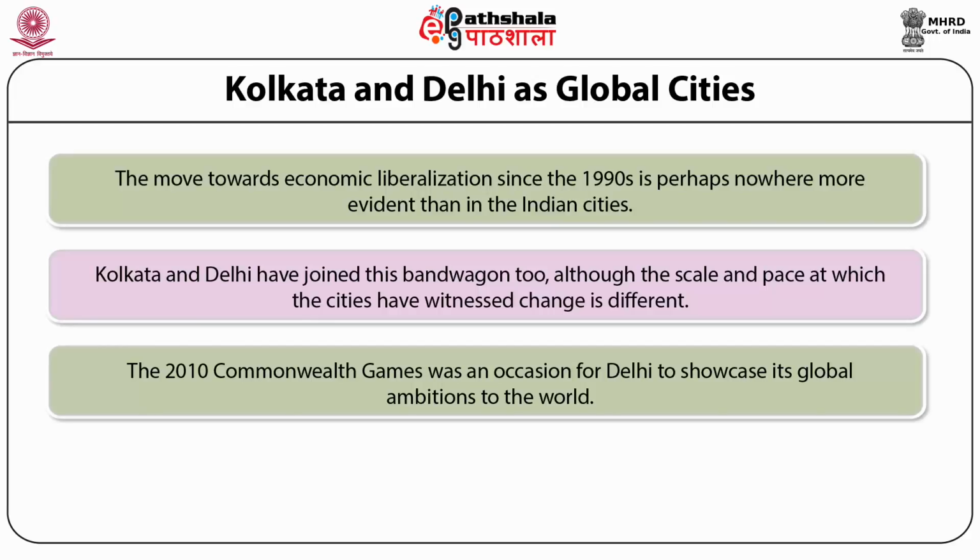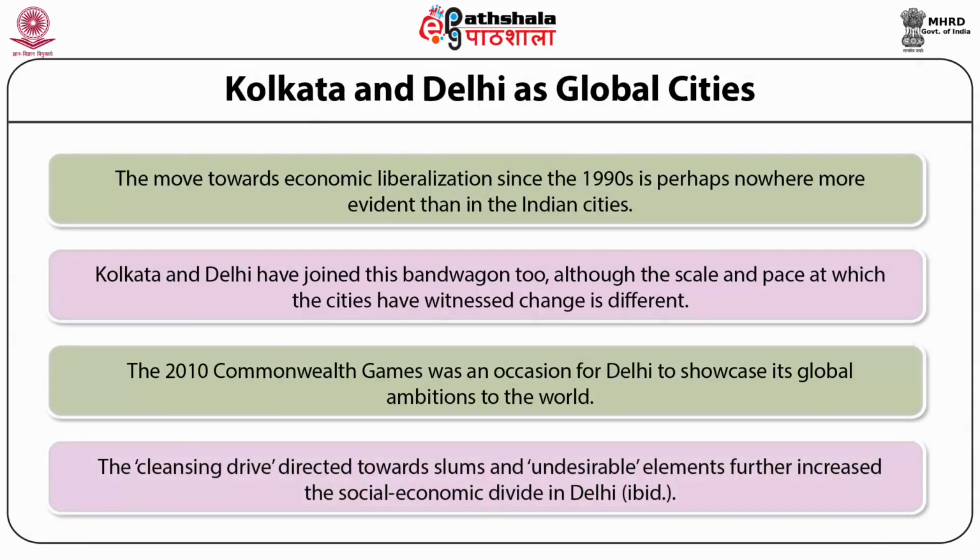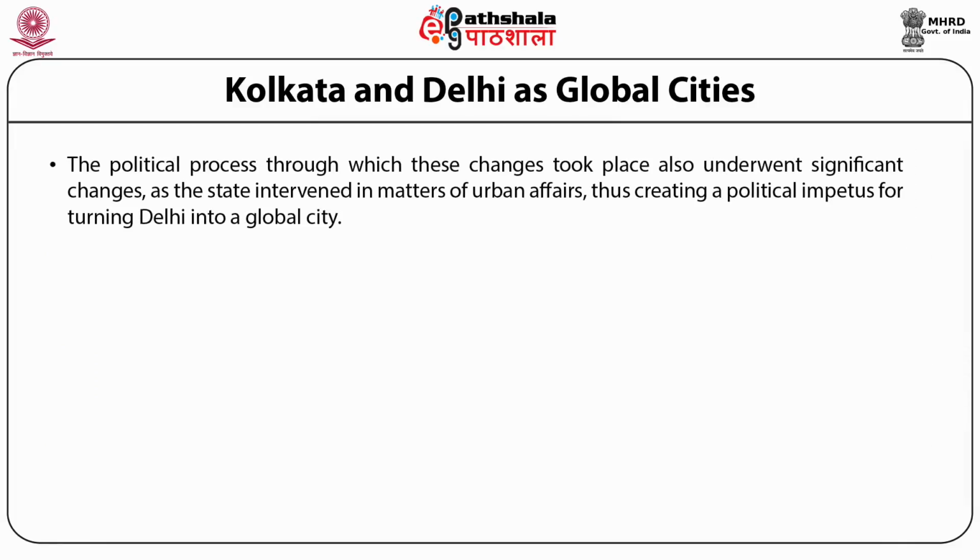But as the scholar points out, this dream of Delhi as a global city also led to large scale displacement and eviction drives. The cleansing drive directed towards slums and undesirable elements further increased the socio-economic divide in the city. The political process through which these changes took place also underwent significant changes as the state intervened in the matters of urban affairs, thus creating a political impetus for turning Delhi into a global city.